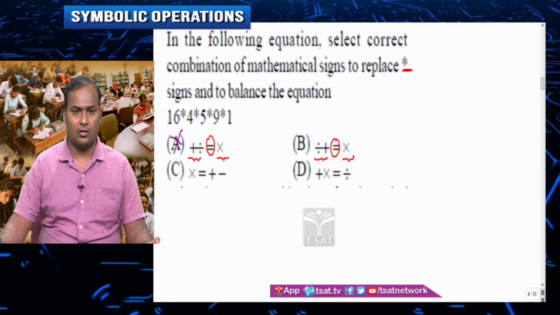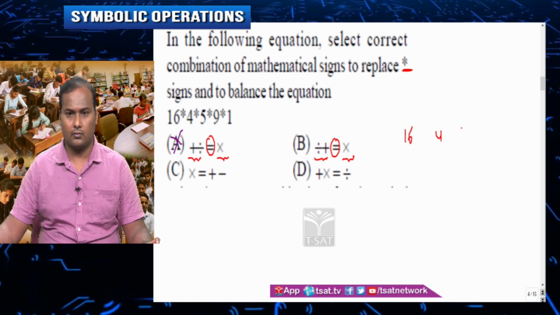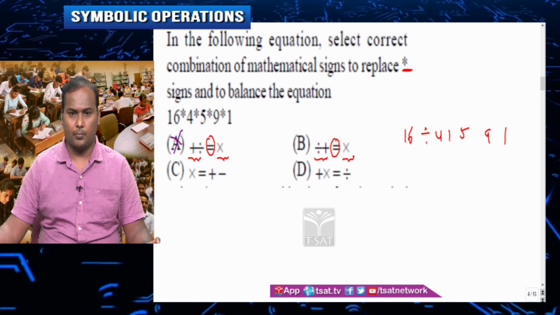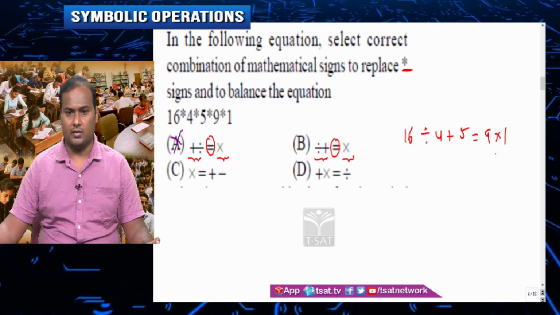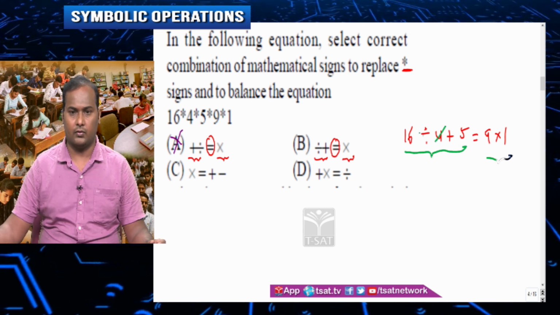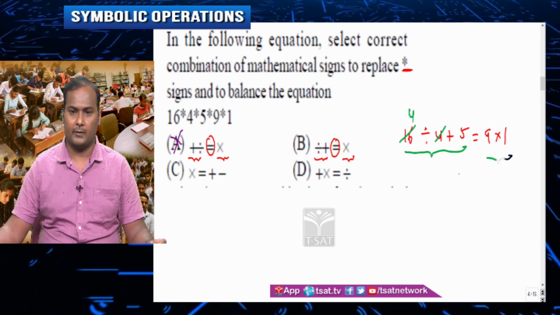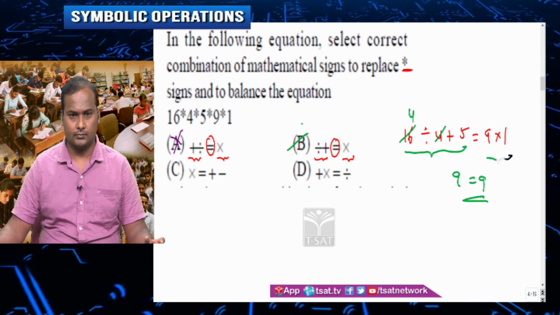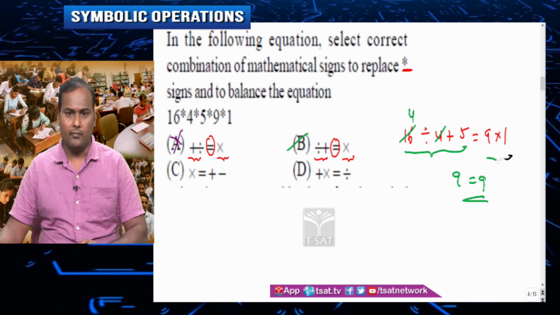In the same way, now come to option B. In option B also, division, plus, equal, multiplication. Now you see here, this is your right hand side and this is your left hand side. The moment you see here 4 times, so 4 plus 5 is 9 and it is equal to 9. So 9 is equal to 9. So your answer is option B. There is no need to solve all the options until you get the answer.